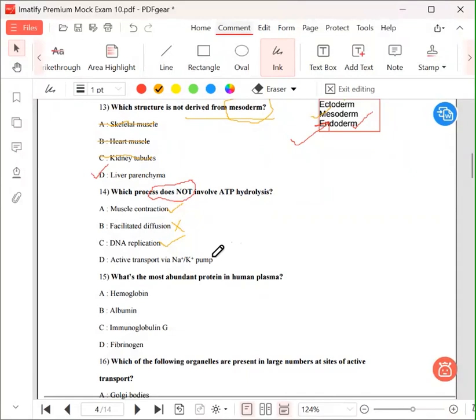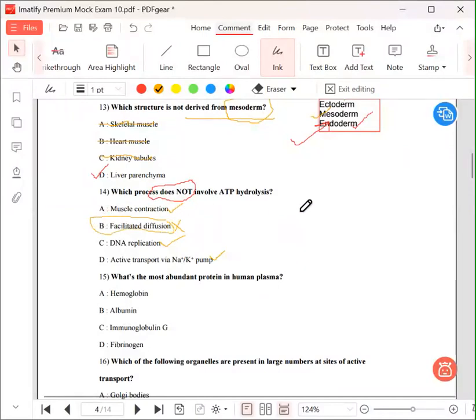Active transport via the sodium potassium pump in the resting membrane potential. Yes, ATP is used here also. Wherever there is active transport, there is the use of ATP and there is involvement of ATP hydrolysis. So the option we crossed out is facilitated diffusion.